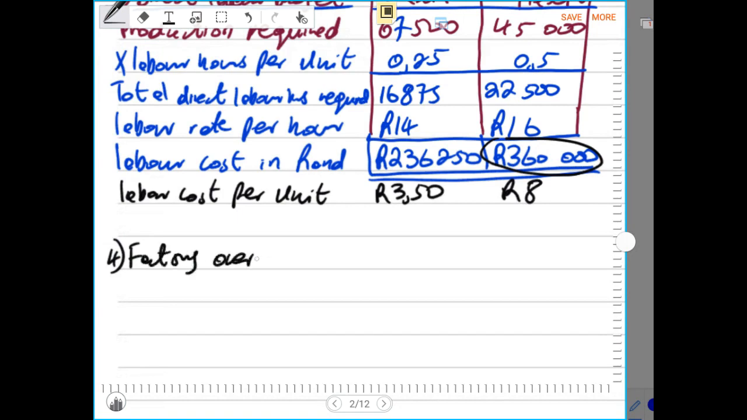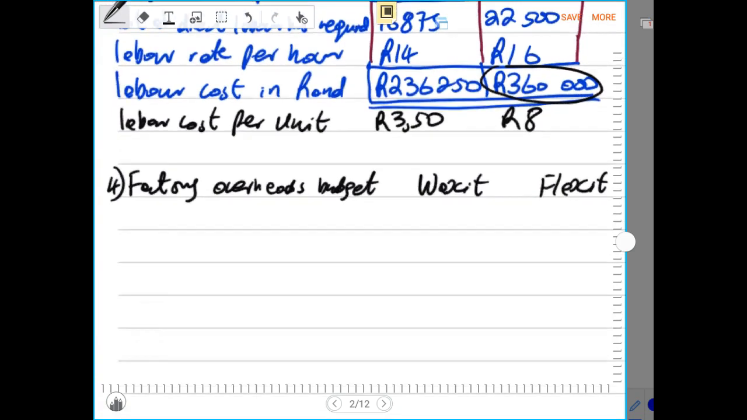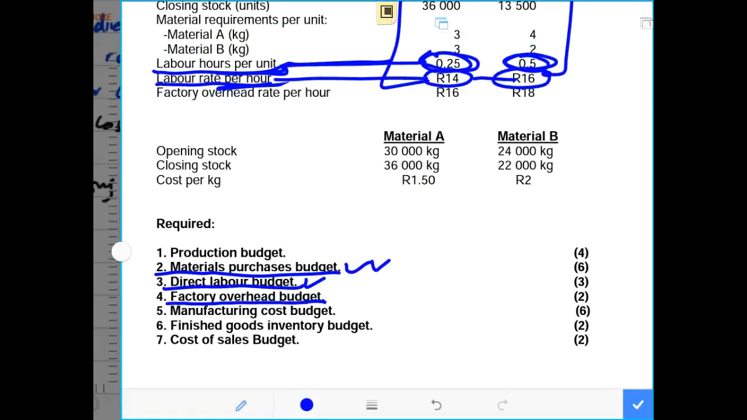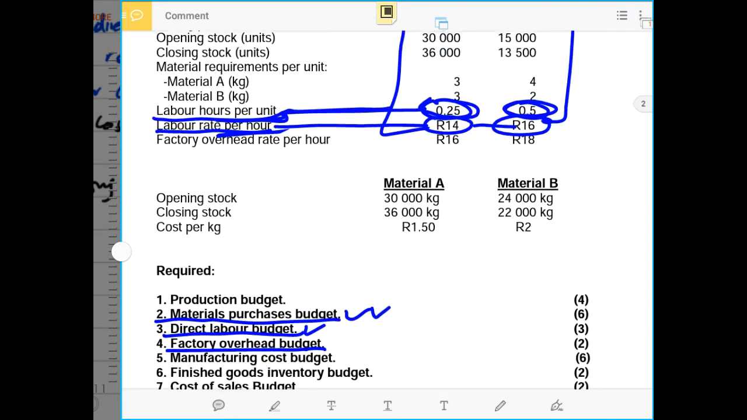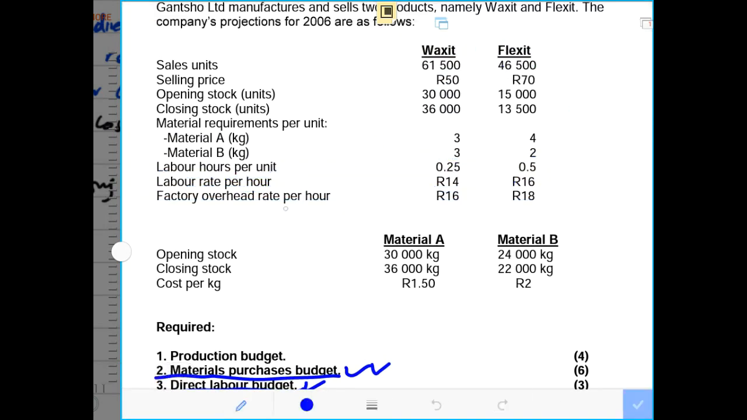In our factory overheads budget, we first have to check if our factory overheads are per unit or are based on the labor hours. Then we do it for the first product, worksheet, and the second product, flexit. And now let us check first our factory overheads. How are they based, or what are they based on? Our factory overheads are based on labor, on the rate per hour.